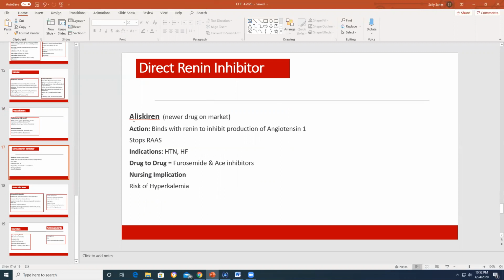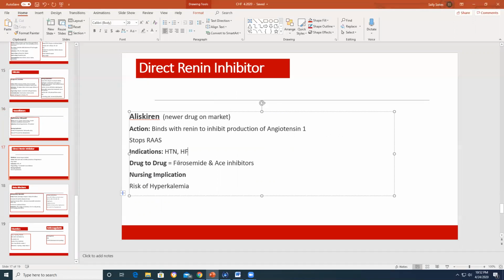This is a newer drug on the market. It's called a direct renin inhibitor. So it directly inhibits the renin. So this inhibits then the production of even just angiotensin 1. So it binds with the renin to inhibit that production. So pretty much stops RAS right at the renin stage.